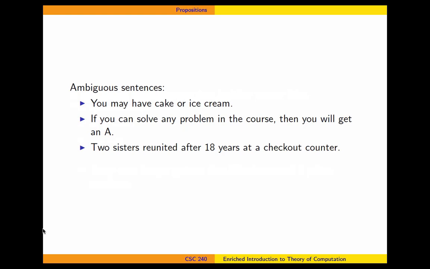Some sentences in English are ambiguous, so it may be hard to tell whether they are true or false. Here are 3 examples. Pause the lecture and before continuing, try to give 2 different meanings for each of them.